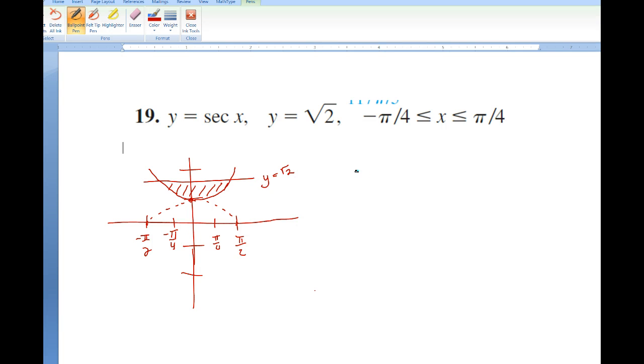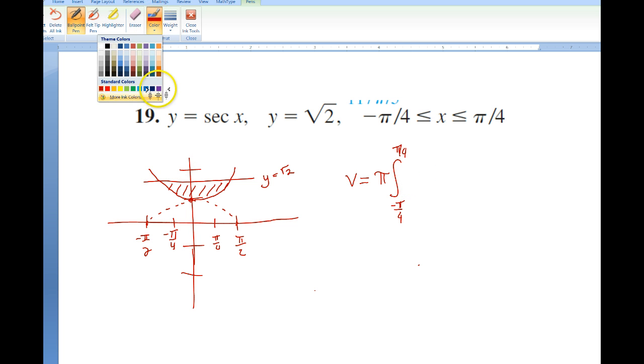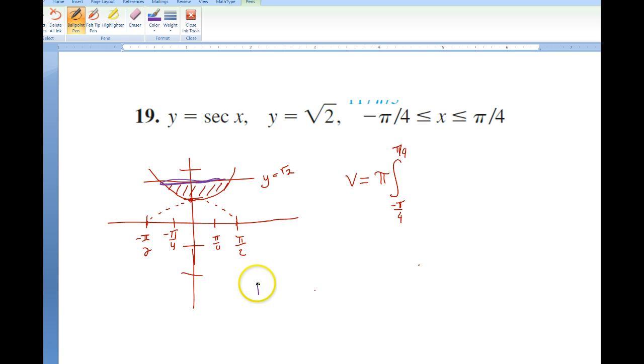So our volume is going to be pi, and then we have from negative pi over 4 to pi over 4. My graph is a little off, but they actually intersect at pi over 4. And then our big R, which I didn't write in here, is the square root of 2, whereas the little r is going to be our secant of x. So when we write this out, it's going to be square root of 2 squared minus secant of x squared dx.